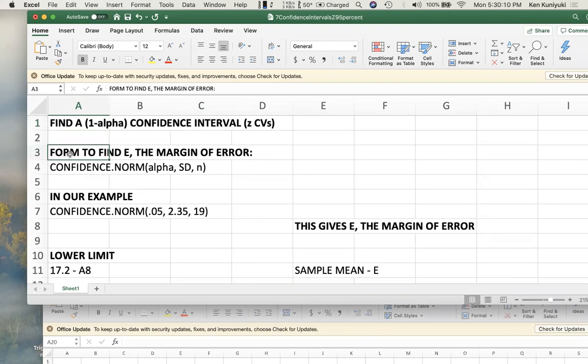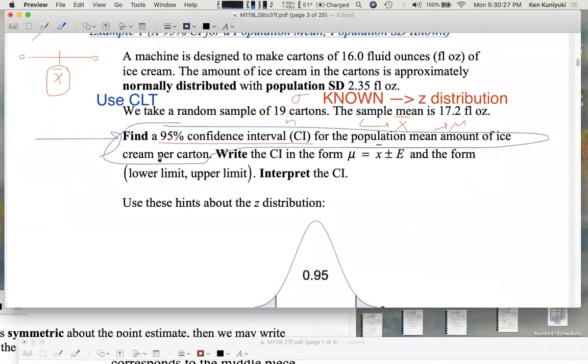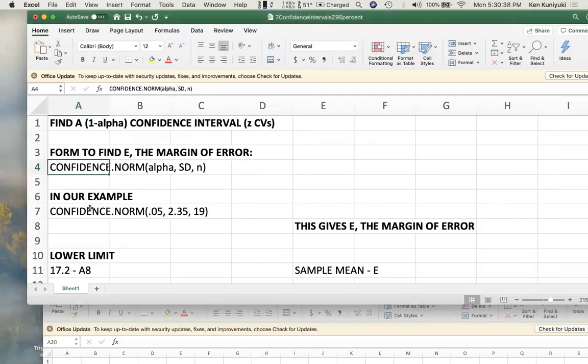So here's the form that we use in Excel to find E, the margin of error. Confidence.norm, that uses a standard normal distribution. Alpha, that's the complement of the confidence level. So if the confidence level is 95%, then 1 minus alpha is 0.95. That means that alpha itself is 0.05. So in our example, alpha is 0.05. The population standard deviation sigma is assumed to be 2.35 fluid ounces. The sample size n equals 19 cartons.